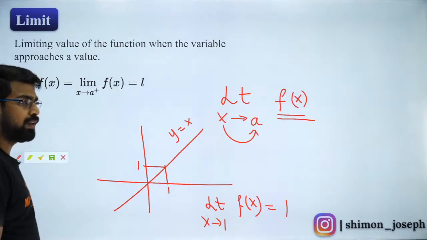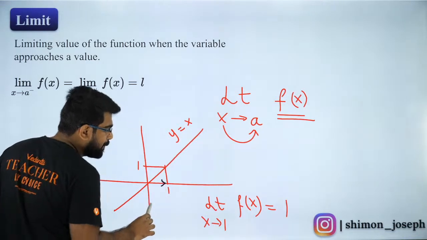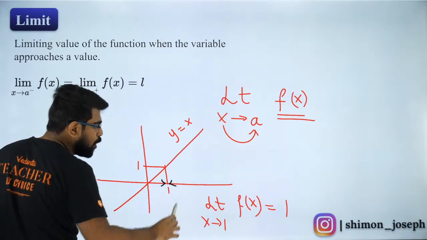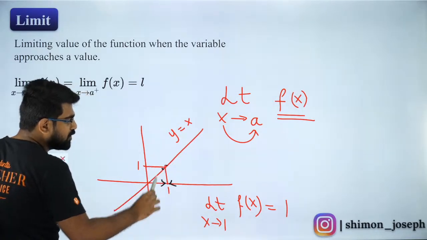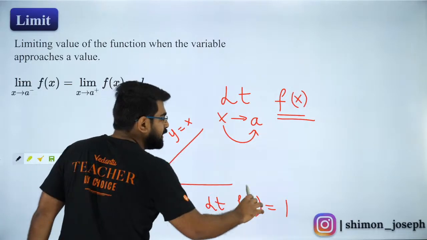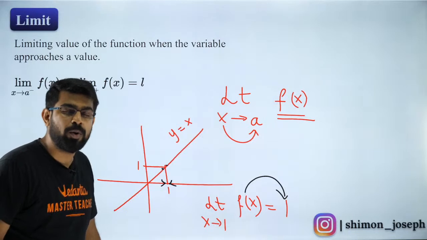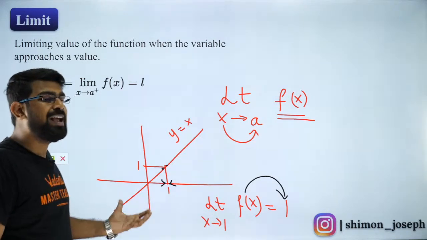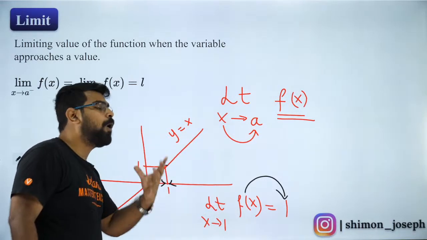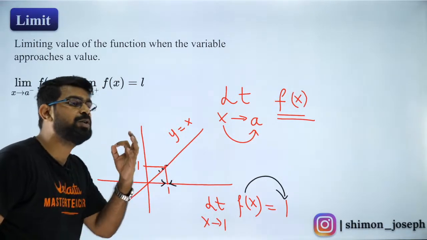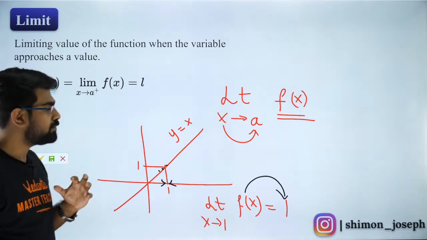Everybody clear with it? So as my x keeps approaching 1, as I keep going closer and closer to 1, my functional value will also become closer and closer to 1. So that is why the limit for this one is going to be 1. I hope you guys have understood it. So this is the basic concept of limit. As my x approaches a certain value, my y also should approach a certain value. That value is called my limit. Clear? So that forms the basics.